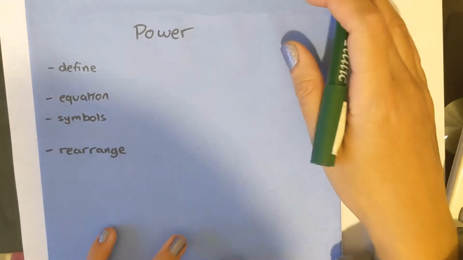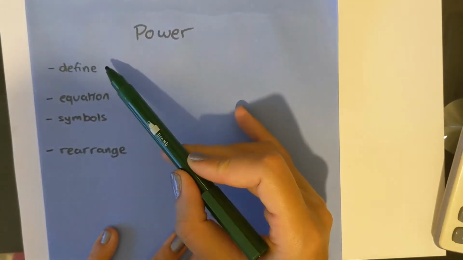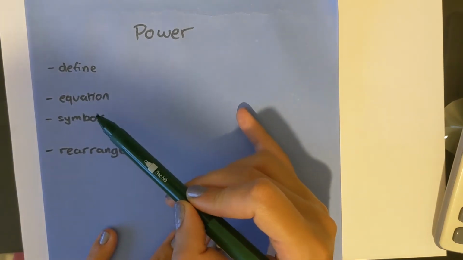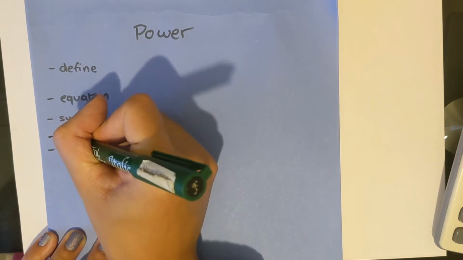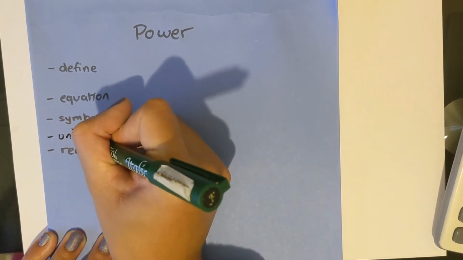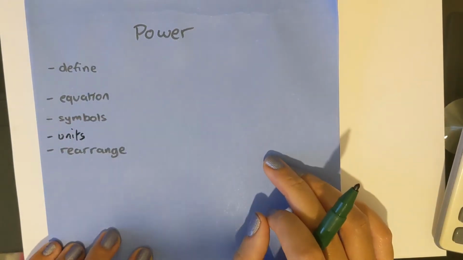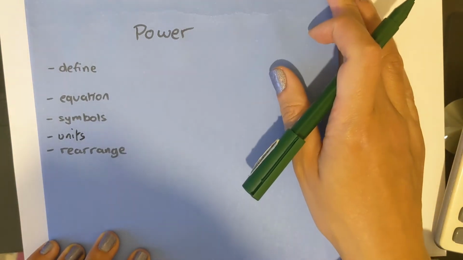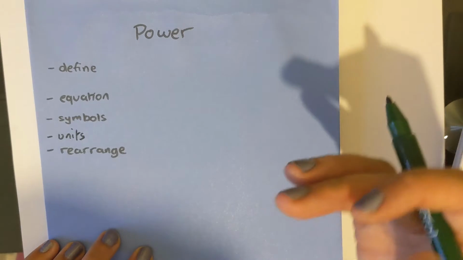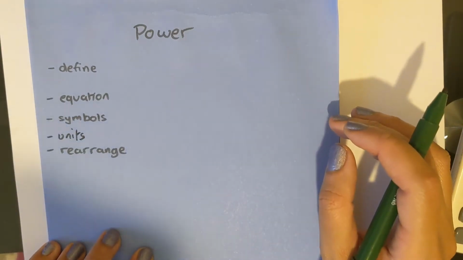So today we're going to learn about power, we're going to define it, we're going to learn the equation and the symbols for it, we're going to look at the units as well. And we're also going to look at rearranging the equation. And then finally, I'm going to take you through some example questions using the equation and rearranging the equation.